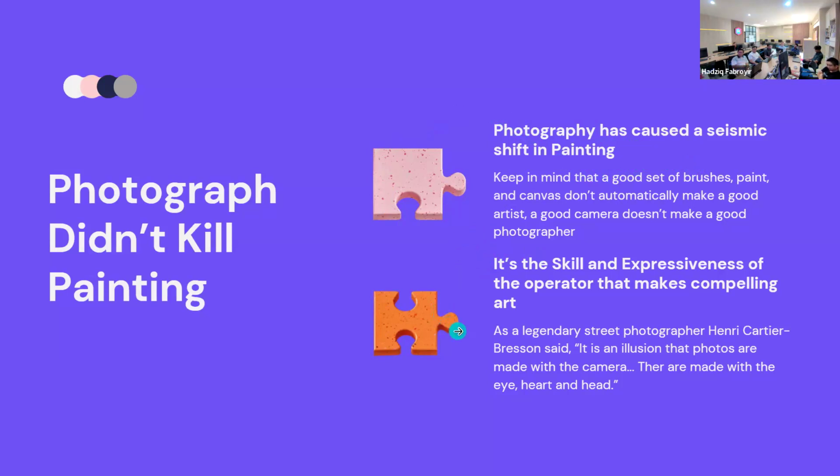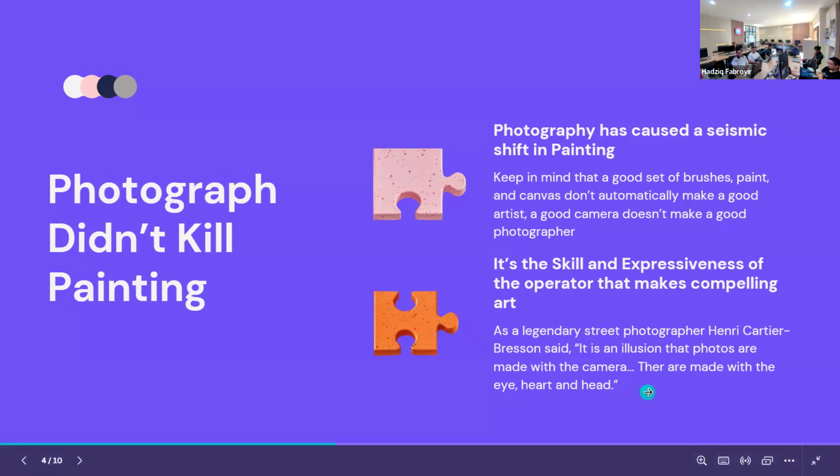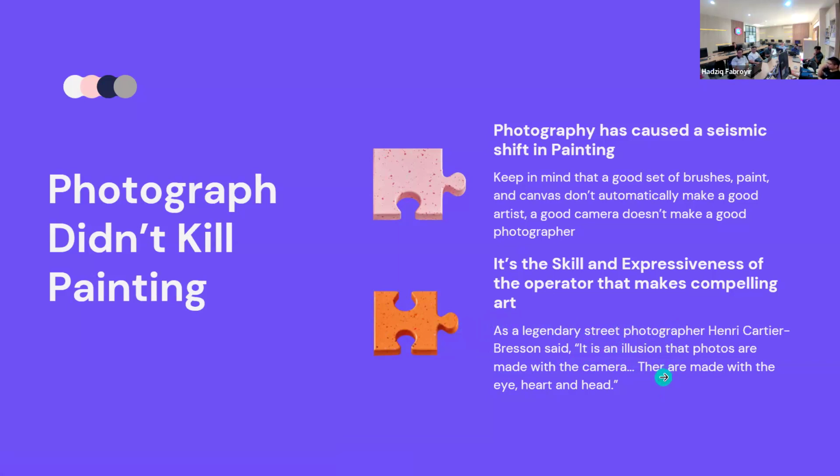And as the legendary street photographer Henri Cartier-Bresson said, "It is an illusion that photos are made with a camera." So it implies that it's not the camera that makes good art. And then he continues with, "They are made with the eye, heart, and head." So it means that it's the skill and also the expressiveness. That's why the photographer should use the eye, heart, and head, so that they will make a good photograph.